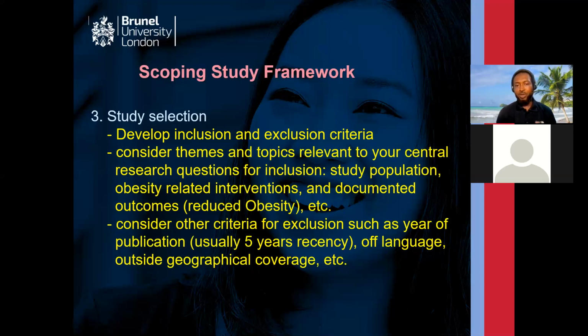You're taking it off. So those are the exclusions. They're also considering geographical coverage. If you're looking at Africa, anyone that is not within Africa, that's published outside Africa, you're taking that out. So that's your exclusion criteria.